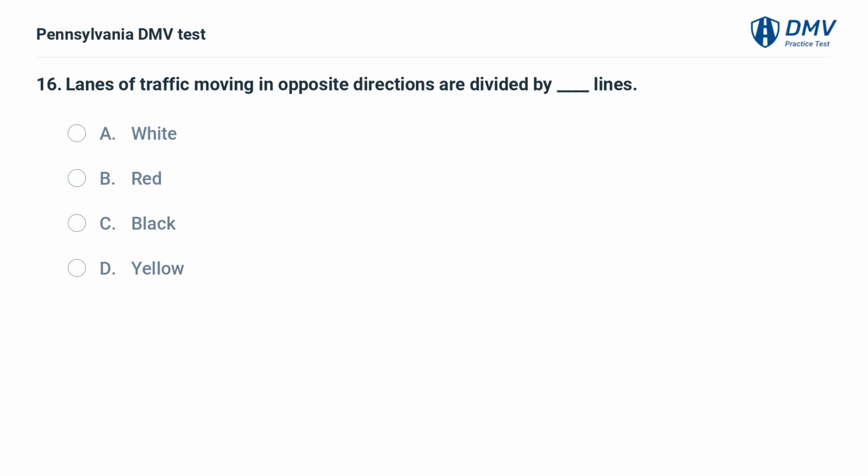Lanes of traffic moving in opposite directions are divided by fill in the blank lines. A. White. B. Red. C. Black. D. Yellow. D. Yellow. Yellow lines are used to divide traffic moving in opposite directions.